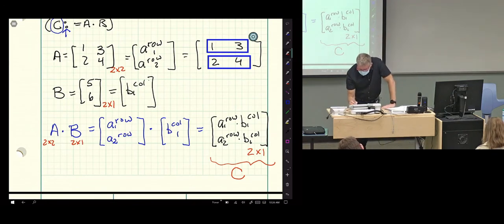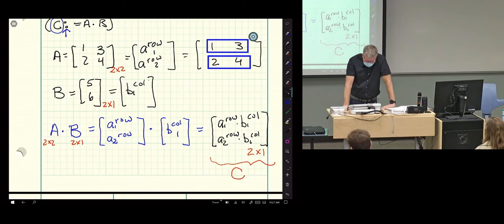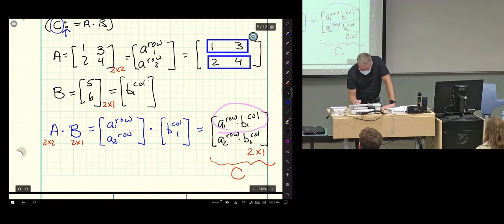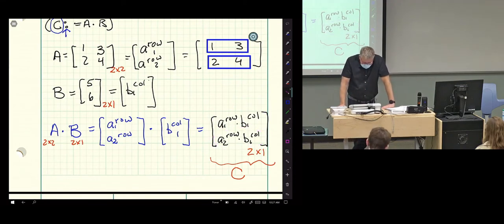Do we know that it's 2 by 1? Well, A1 row, there it is. It has 2 elements. B1 column, there it is. It has 2 elements. When I multiply a row vector times a column vector, I get a scalar. So this is a scalar, the first entry. Similarly, I do A2 row times B1 column. I get a scalar, so that's 2 scalars, so that's a 2 by 1 matrix.